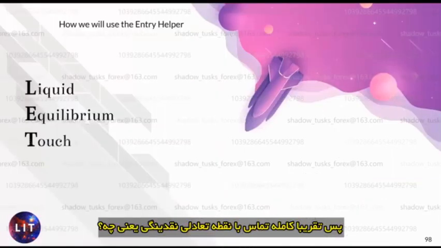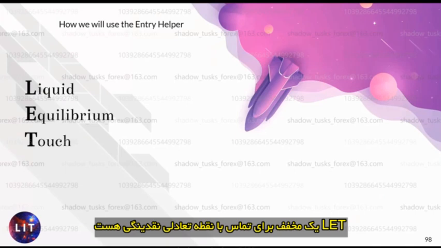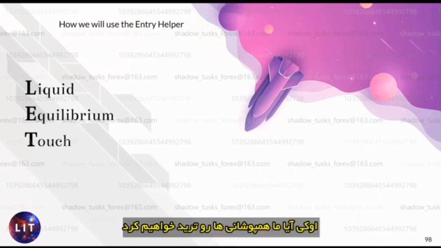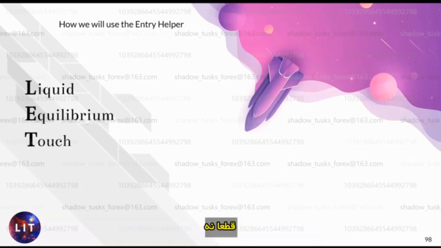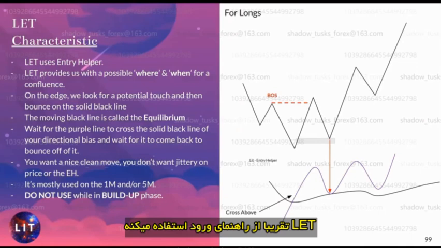So what does liquidity equilibrium touch mean? That's the LET. The LET is a shortcut for liquid equilibrium touch. We will not trade crossovers, definitely not. So what we are going to do is the LET characteristics. The LET uses the entry helper.